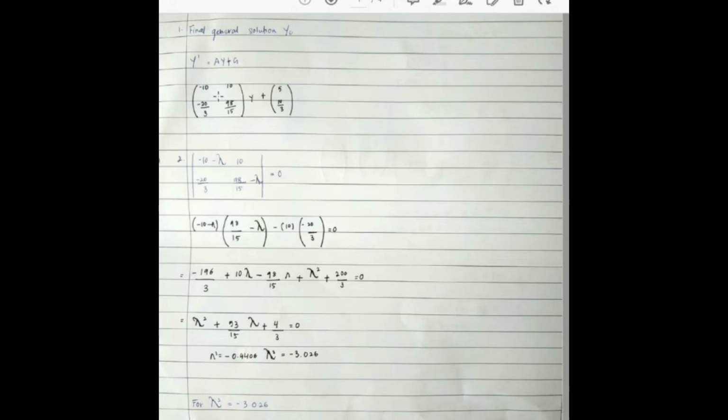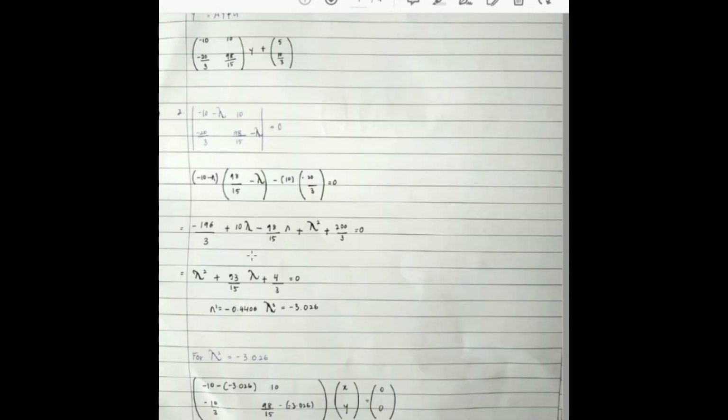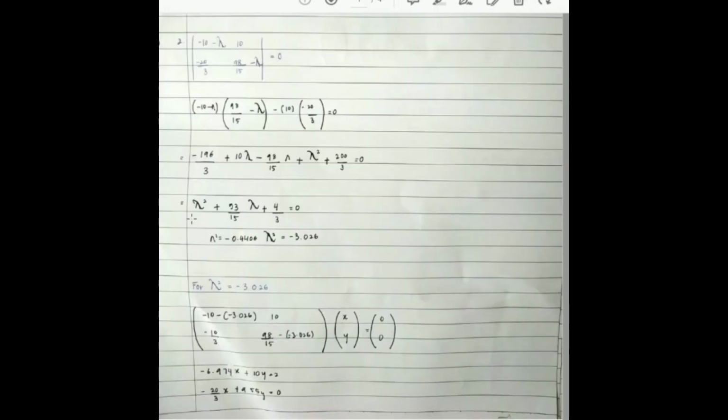So in matrix form, we have negative 10, 10, negative 20 over 3, 98 over 15, times y, plus 5, 10 over 3. So for the lambda, the determinant equals 0. So what happened is, negative 10 minus lambda in bracket, 98 over 15 minus lambda in bracket, minus 10 in bracket times negative 20 over 3 equals 0. So negative 196 over 3 plus 10 lambda minus 98 over 15 lambda plus lambda squared plus 200 over 3 equals 0. So lambda squared plus 53 over 15 lambda plus 4 over 3 equals 0.